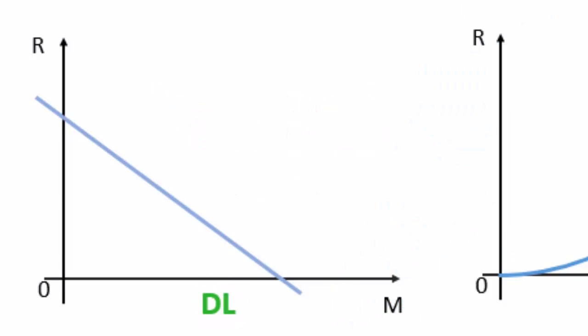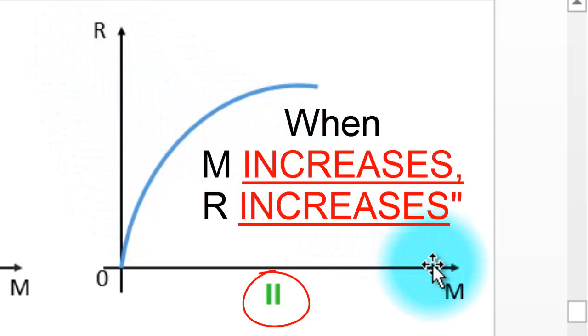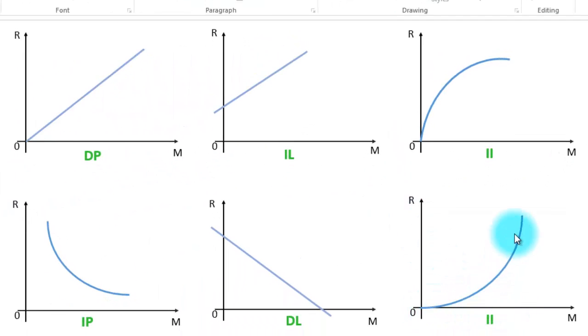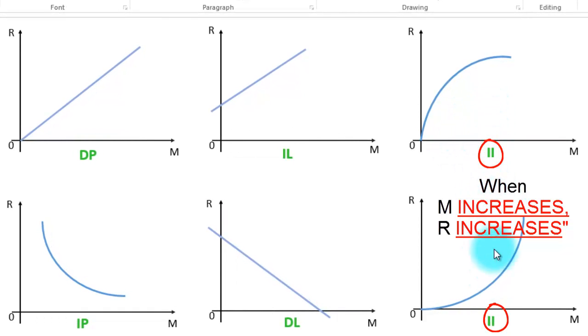And then the fifth graph, a curve that touches the origin. This is an increasing graph. The same goes for the sixth graph, also a curve touching the origin. For both graphs, you need to write the relationship as: when M increases, R increases. The sixth graph is also like that. When M increases, R increases.